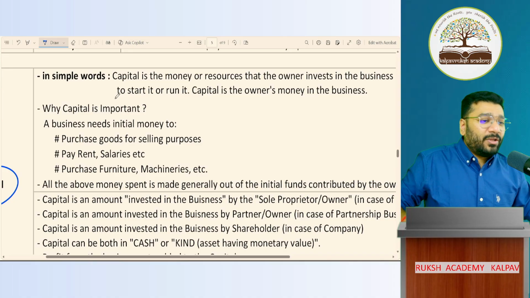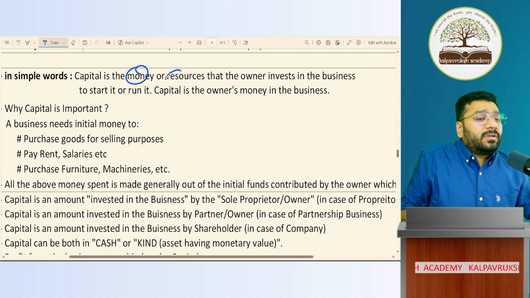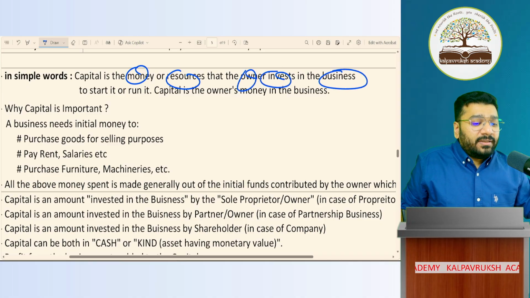Now, let's continue. What is capital, people? Capital is money or resources that the owner has invested in the business. In the last class, I gave an example.